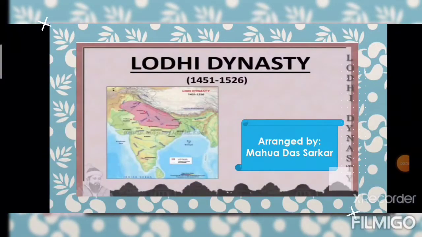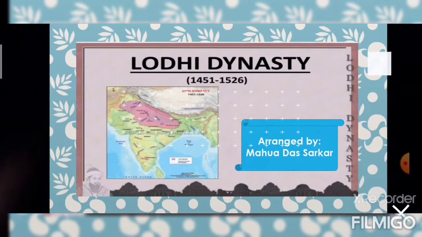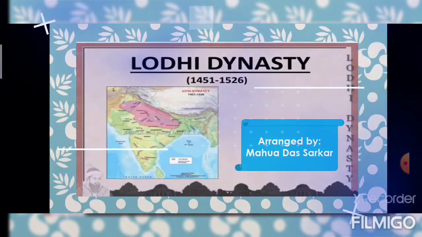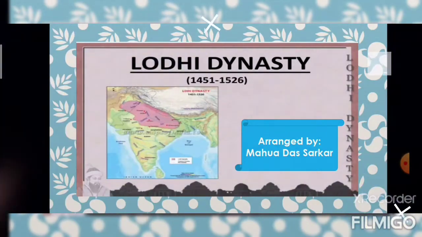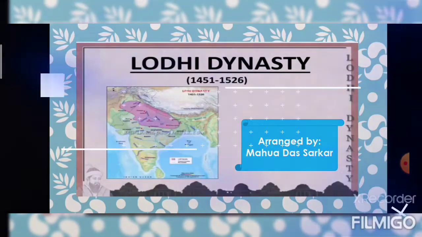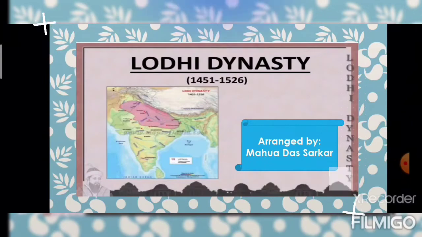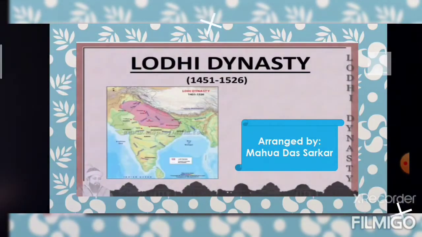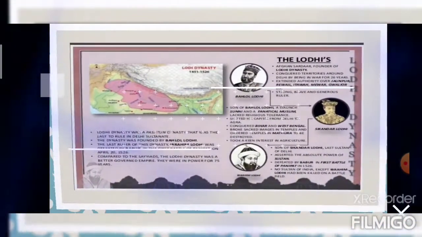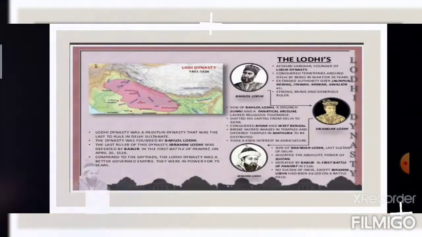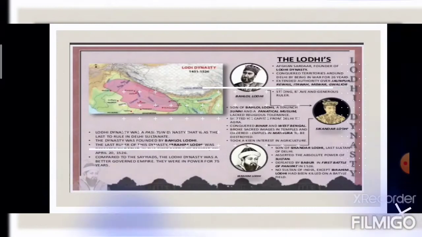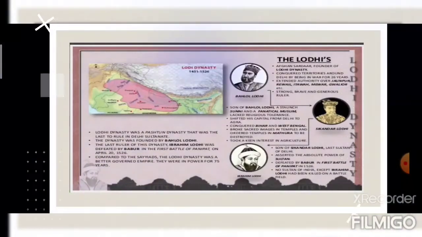Hello everyone. Today we are going to discuss the last dynasty of the Delhi Sultanate, that is the Lodhi dynasty, which started in the year 1451 and continued till 1526. So let's begin with the Lodhi dynasty. The Lodhi dynasty was a Pashtun dynasty that was the last to rule in the Delhi Sultanate.